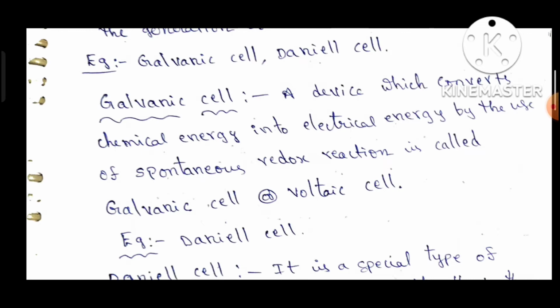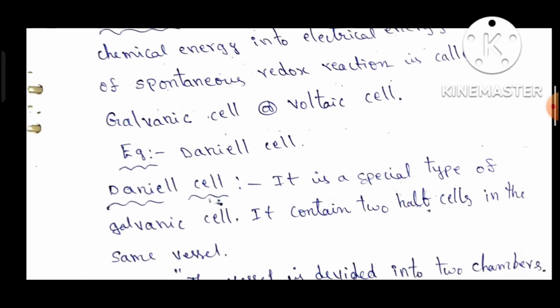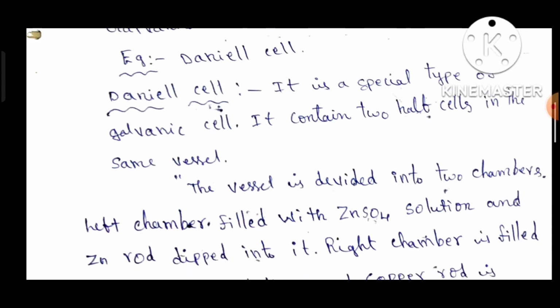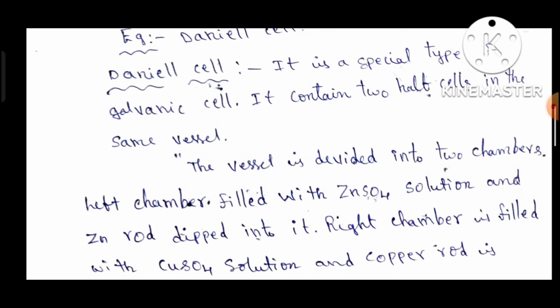An example of a galvanic cell is the Daniel cell. Now we have to construct the Daniel cell. We take one vessel. That vessel contains two half cells or two chambers, one on the left hand side and another on the right hand side.